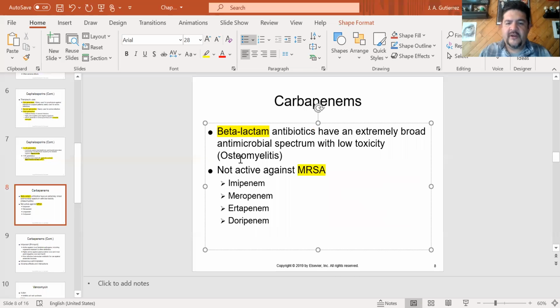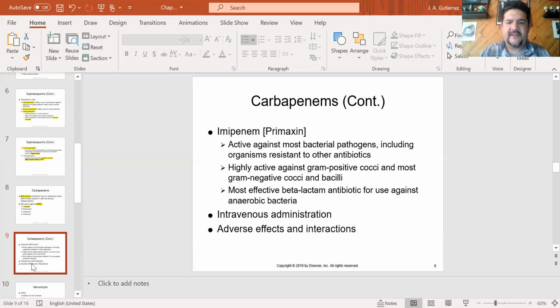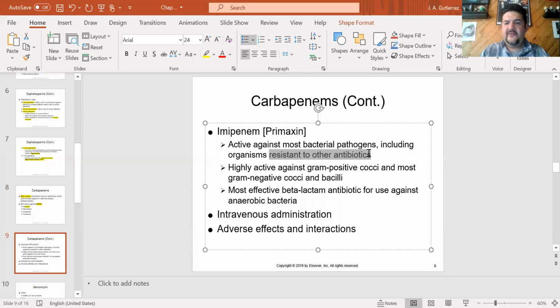So carbapenems are a stronger beta-lactam antibiotic than the other two. And the antibiotics that we have, imipenem, meropenem, ertapenem, doripenem. So if you notice carbapenems, all of them, they have that penem ending. And that's how you can identify them. Like I was telling you, carbapenems are used only for infections that are already proved to be resistant to other antibiotics. So carbapenems, imipenem, is used only on a hospital setting.